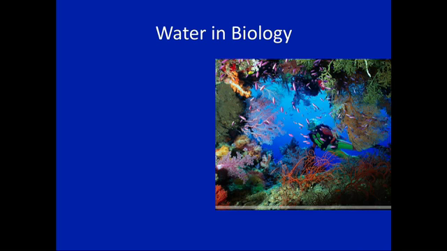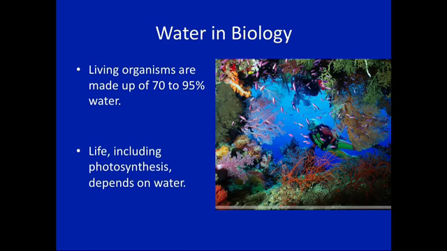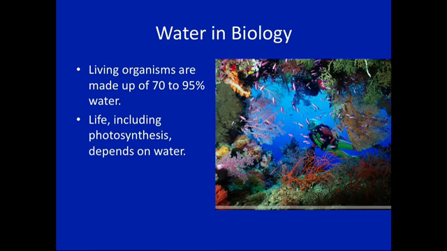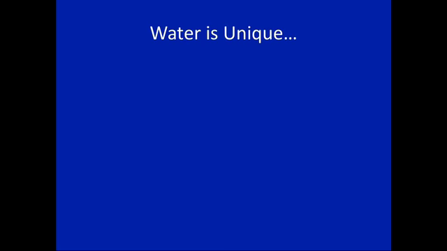So let's first talk a little bit about water. Water is pretty important in biology. For instance, living organisms are made up of 70 to 95% water, depending on which organism we're talking about. Life, including photosynthesis, which is the beginning of the food web, depends on water. And it's the component of many crucial parts of our makeup, like cells and membranes.